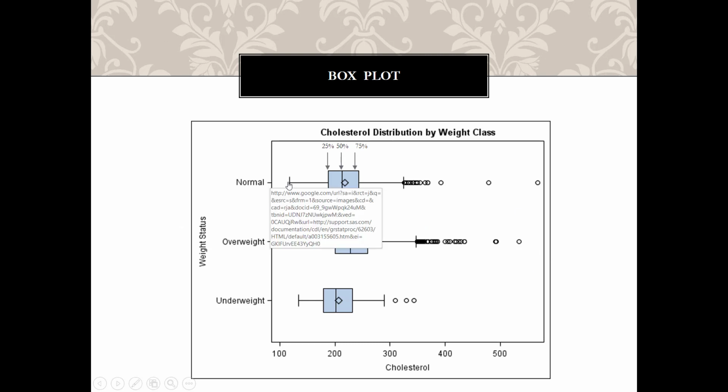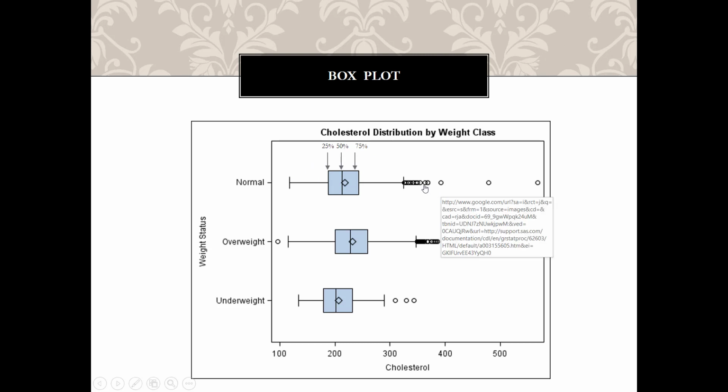Now, your whiskers on either end represent the range. They're the upper and lower range, with each of these circles being outliers. So the circles represent data points that are more than 3 standard deviations from the means and are described as outliers.